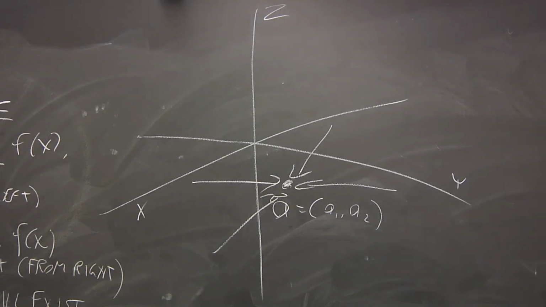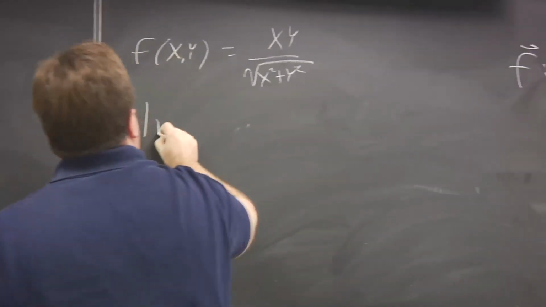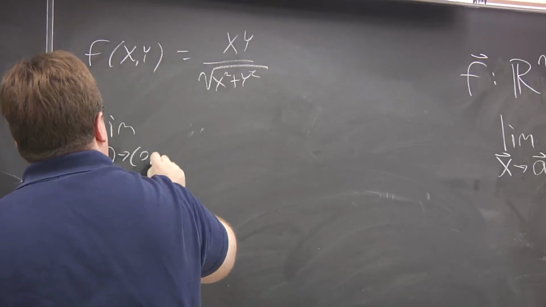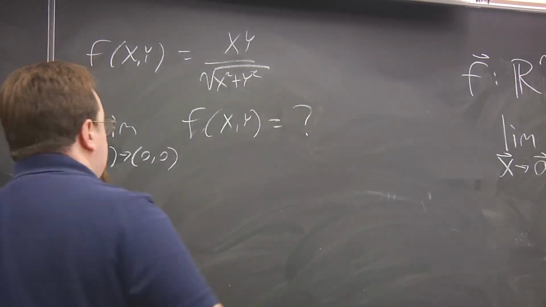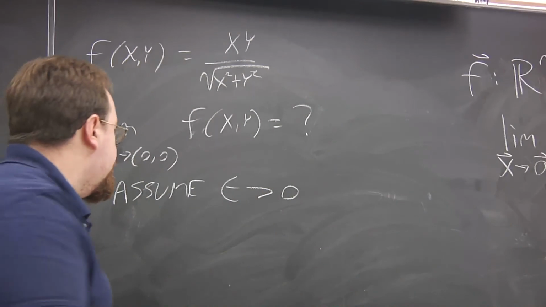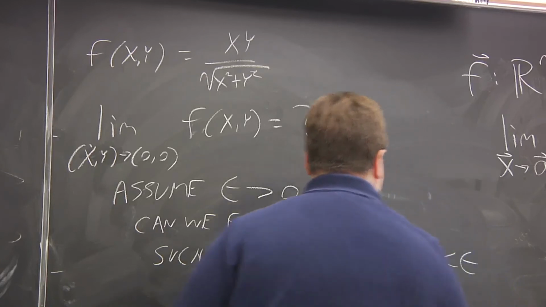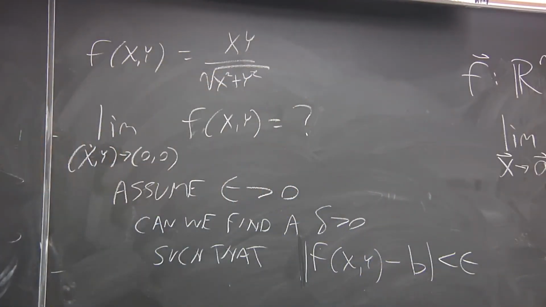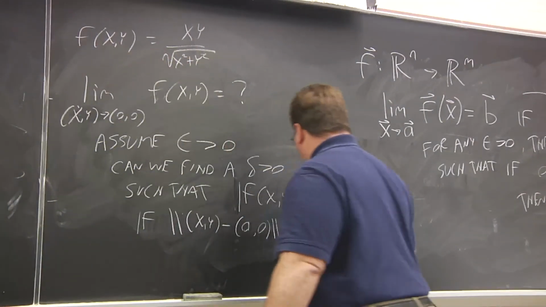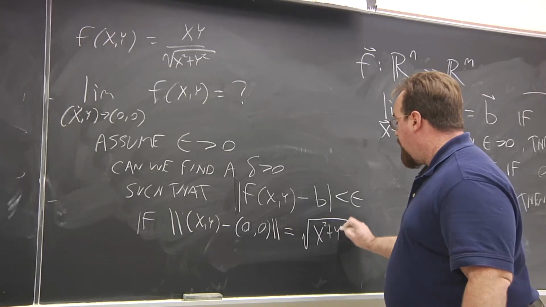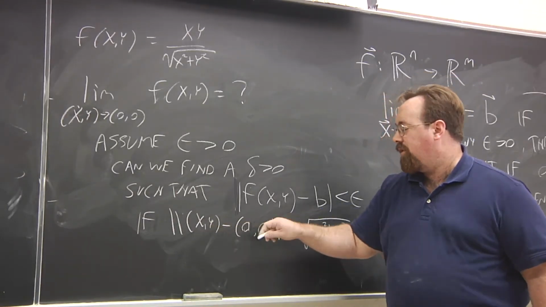It isn't really convenient to check them all, and that's why you actually end up appealing to this definition to see if the limit exists or not. Take a function of two variables, x and y over the square root of x squared plus y squared, and we want the limit as x and y approach 0, 0. So what we do is we assume that epsilon is positive, and we check, can we find delta such that the difference between f(x, y) and the limit is less than epsilon? And here it's absolute value because we're just taking a difference of numbers again. F takes in two variables, but it only puts out one. Whenever the magnitude of this vector, which is just the square root of x squared plus y squared, so it's the difference between the vector (x, y) and the vector (0, 0), is less than delta.